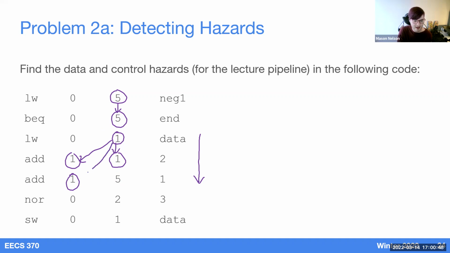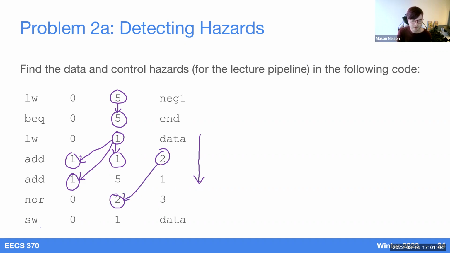So we do have a hazard for register 1, but not for register 5. Moving on to our NOR, we see that's reading 0 and 2. 0 hasn't been modified, but 2 was modified just 2 instructions ago. So that's a data hazard.